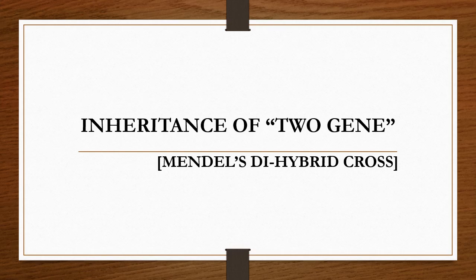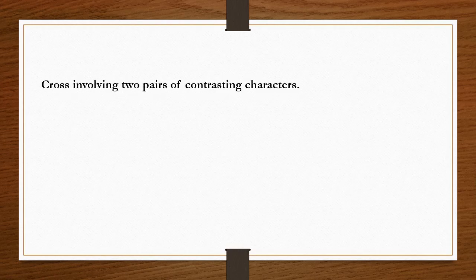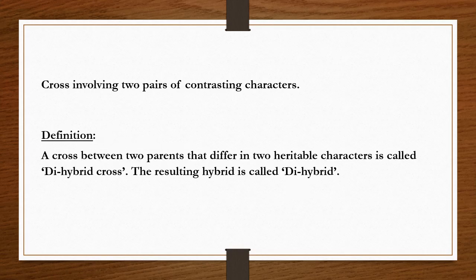So the next concept is inheritance of two genes. It is also considered as Mendel's dihybrid cross, the cross involving two pairs of contrasting characters. A dihybrid cross is defined as a cross between two parents that differ in two heritable characters. The resulting hybrid is called a dihybrid. Now the explanation of this dihybrid cross.